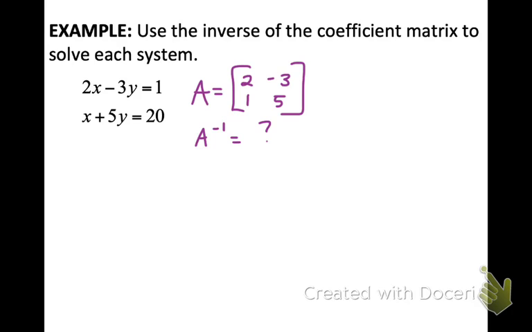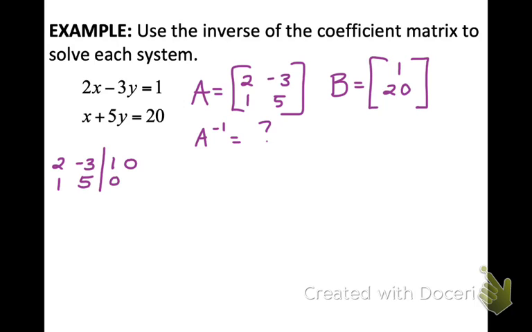I have to find the inverse of A. My B matrix is going to be a 2 by 1 matrix of 1 and 20, and that's not going to come into play until I find my inverse of matrix A. Once I find that, I multiply it by B, and that will result in my solutions. So let's practice finding the inverse of a 2 by 2. We've got 2, negative 3, 1, 5, bar, 1, 0, 0, 1.